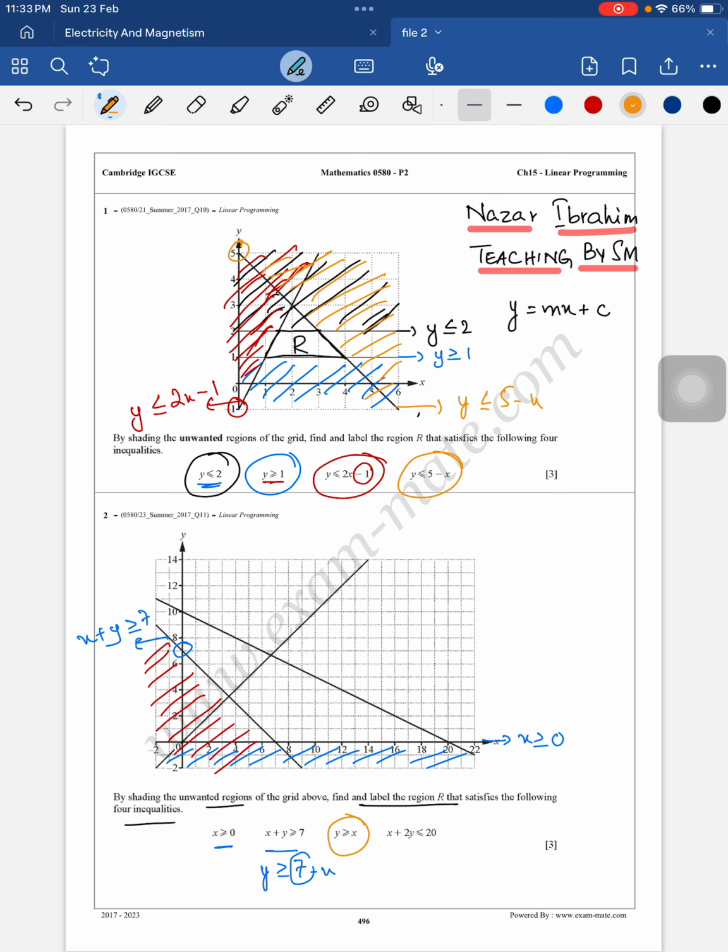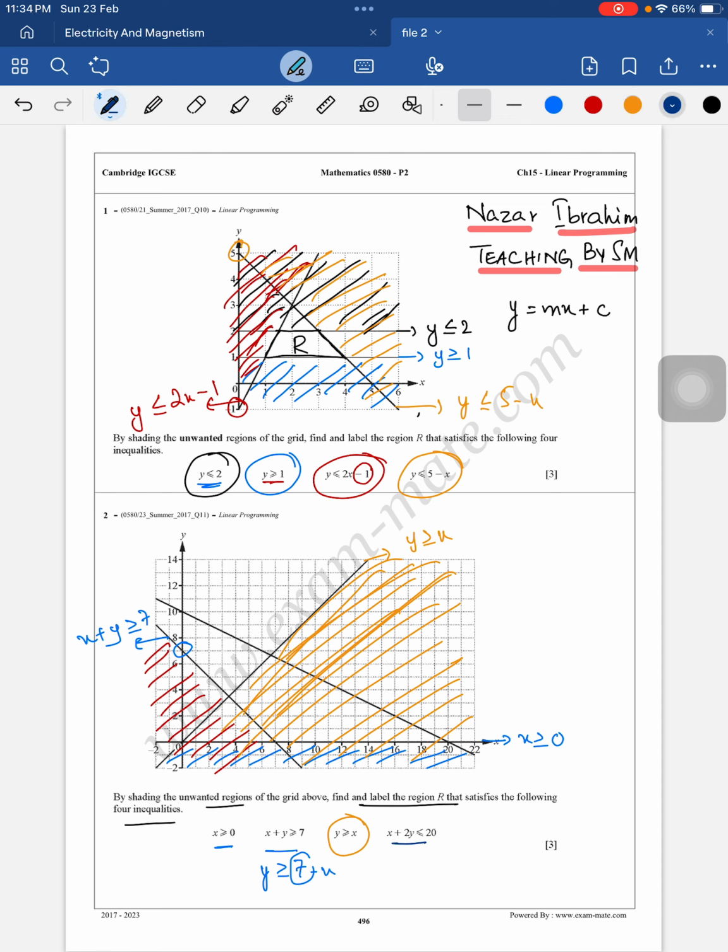Now this is very clear, we should remember this. This is y greater than or equal to x. Here greater than or equal to means this part, right? Now I will be shading the unwanted part, that is this part. Clear? Okay, the last one is x plus 2y less than or equal to 20.